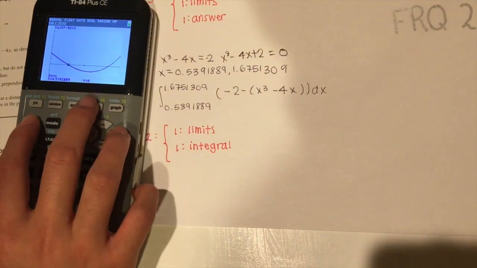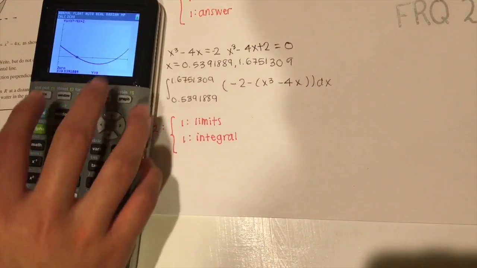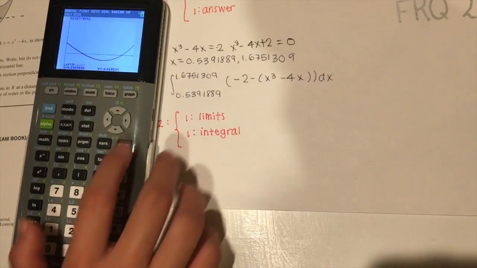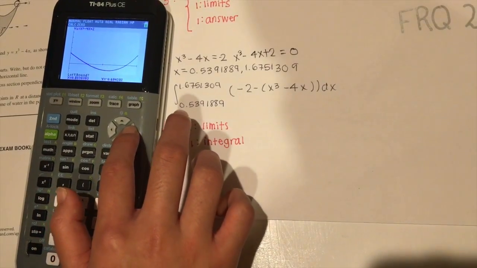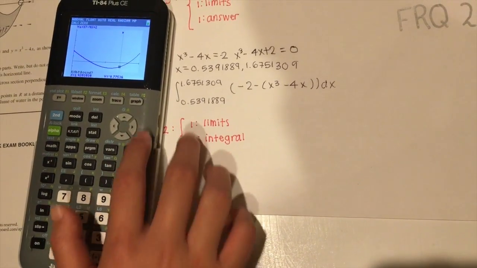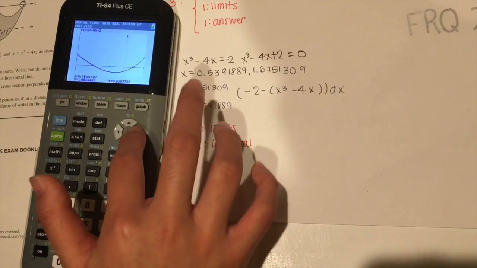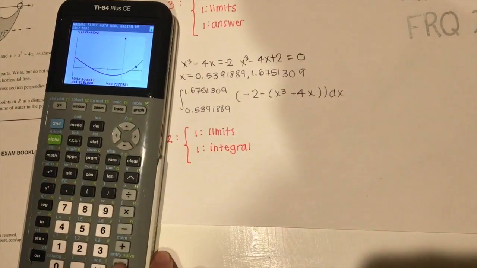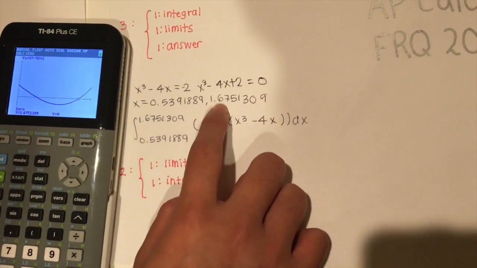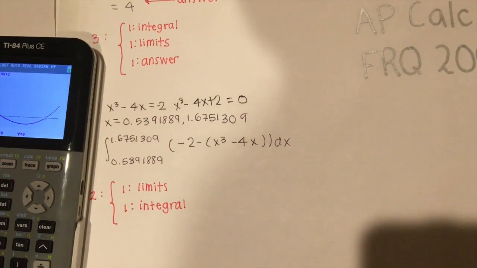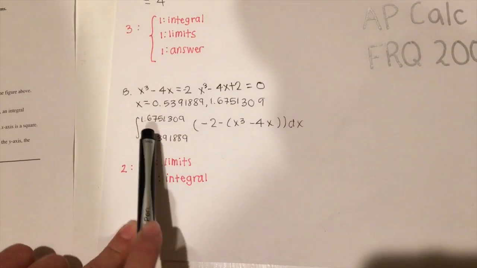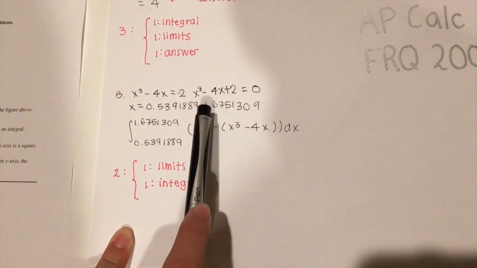Now we have to find the second intersection, because it intersects the line twice. So you can go to calc again, go to 0, and then go to left bound. This is on the left. It doesn't have to be extremely close, it can just be on the left of that point. And then go to right bound, press enter again, and then the second 0 is 1.675 and on.